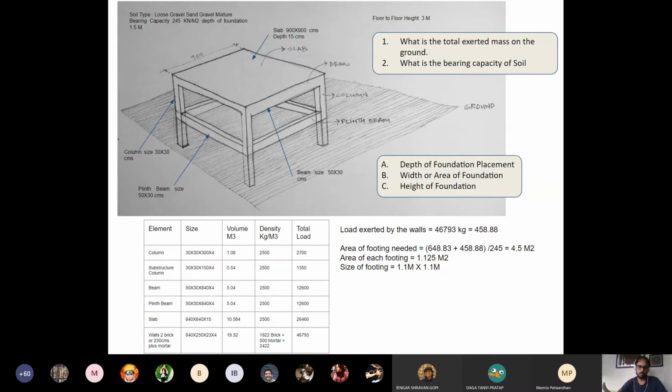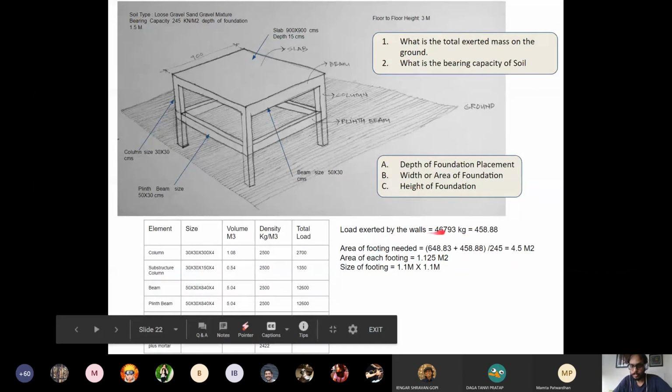Generally a brick wall is around, this is a ballpark figure, 1922. It depends on the density of brick. Each brick will be made differently. A standard brick density is between 1800 and 2200 kilogram per meter cube. Mortar itself is another 500 kg per meter cube. So based on that, I calculated a total load of the walls as 46,793 kgs.